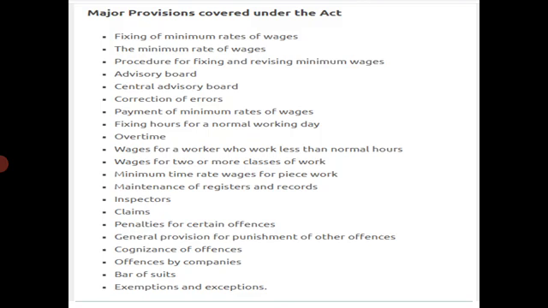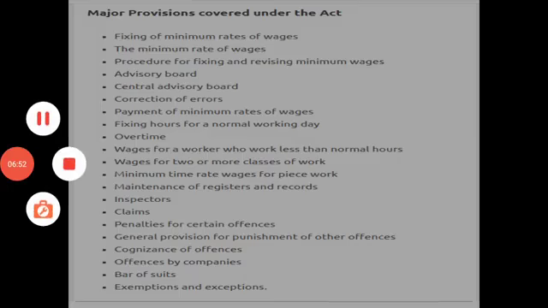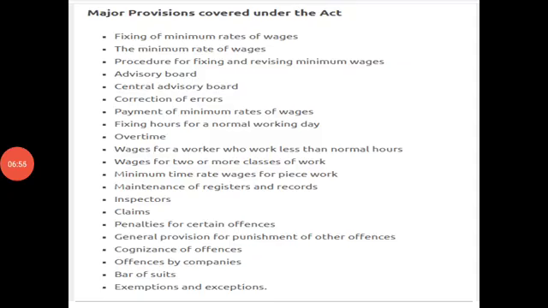Then the overtime facility is also described in the Minimum Wages Act, meaning what is overtime and how much it should be. Then the wages for a worker who works less than the normal hours: if a person works for a shorter period than the normal hours, how much wages should be paid to him is also fixed under the major provisions. Then wages for two or more classes of work: if there is a difference in the working pattern or nature of work, what should be the wages for it.